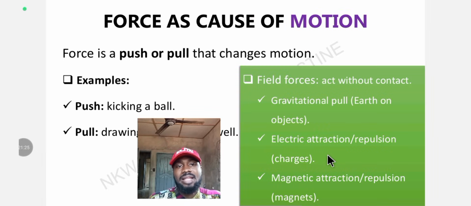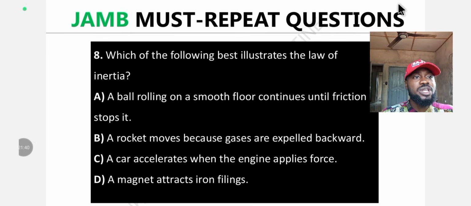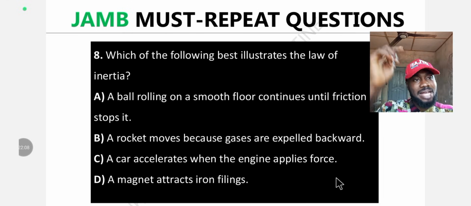So guys, let's test the knowledge we've acquired so far with some JAMB must-repeat questions. Question 8. Which of the following best illustrates the law of inertia? A. A ball rolling on a smooth floor continues until friction stops it. B. A rocket moves because gases are expelled backwards. C. A car accelerates when the engine applies force. D. A magnet attracts iron filings. Drop the answer in the comment section.